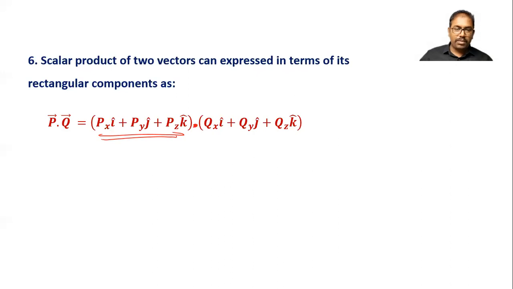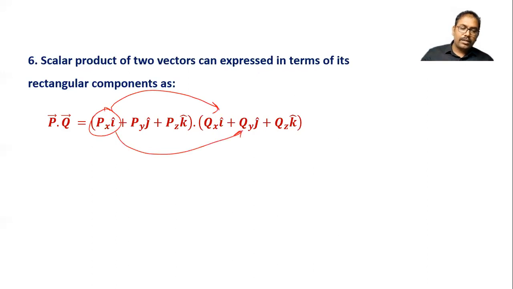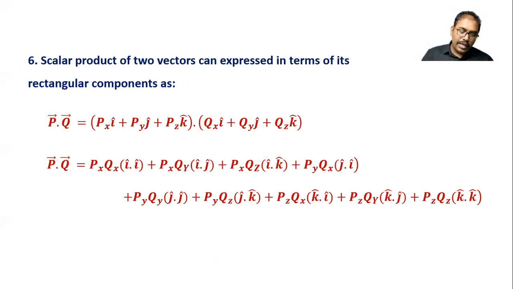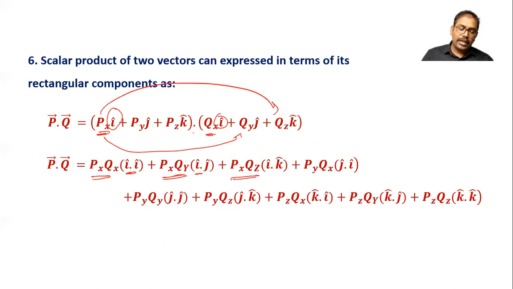Now we have to simplify this. Px î into every term of this bracket. Then what we get? You can see px into qx, î·î. Then px into qy, î·ĵ. Then px into qz, and here î·k̂.